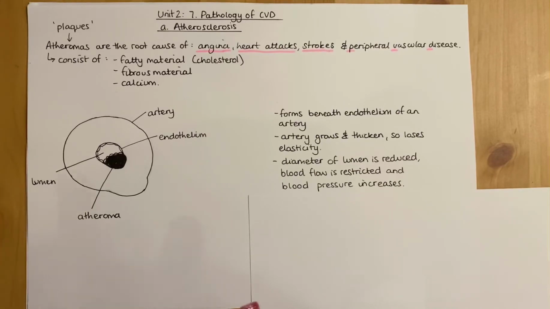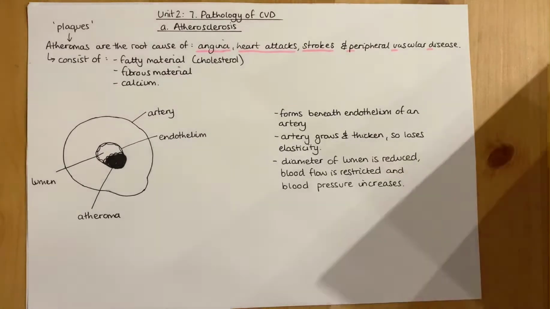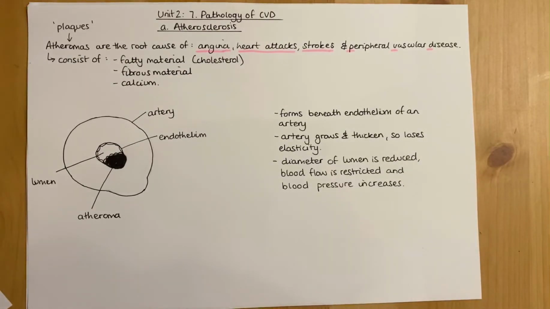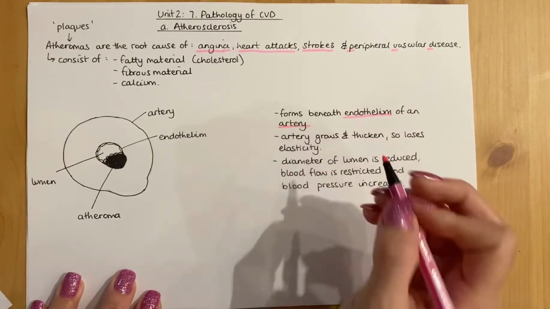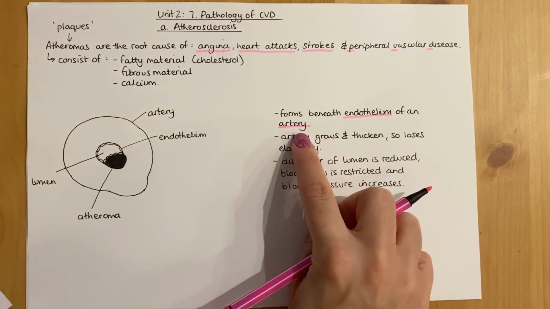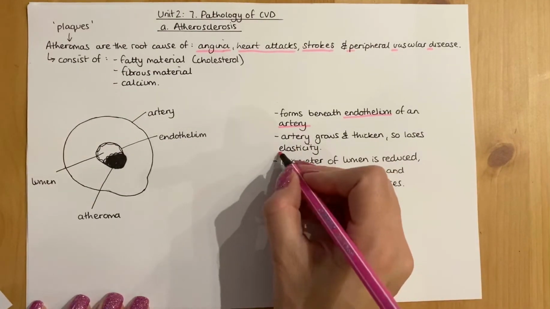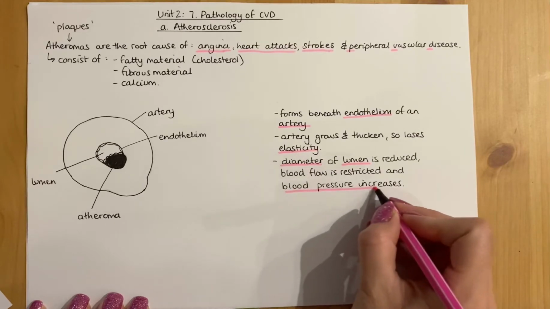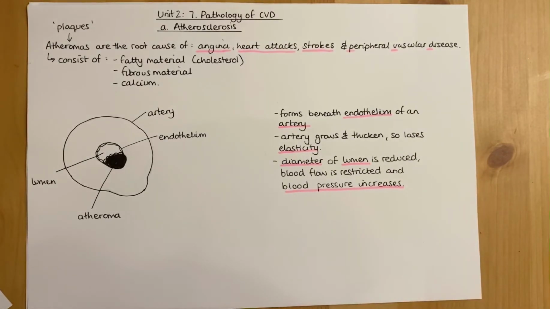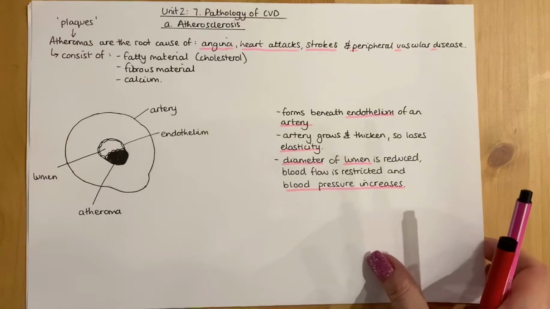So this is very generally about atheromas, but atheromas can cause a whole bunch of other problems. So before I move on and show you those other problems, I'm just going to highlight the key parts. So the endothelium of an artery is exactly where that forms. Okay, it loses elasticity, and because the diameter of that lumen is reduced, blood pressure will increase. Now an atheroma forms in an artery beneath that endothelium, and it can lead to damage to those blood vessels that it's involved in. Okay, so damage to the artery.